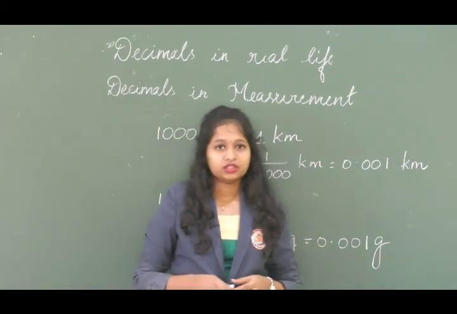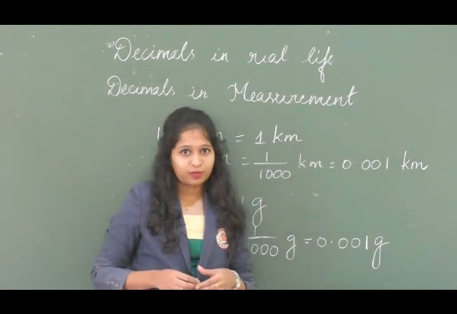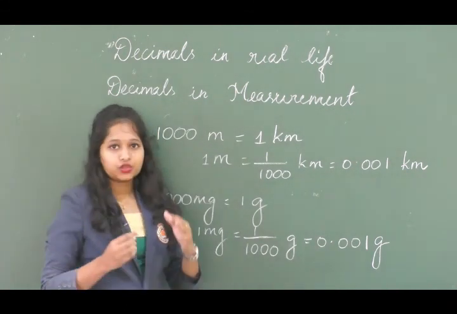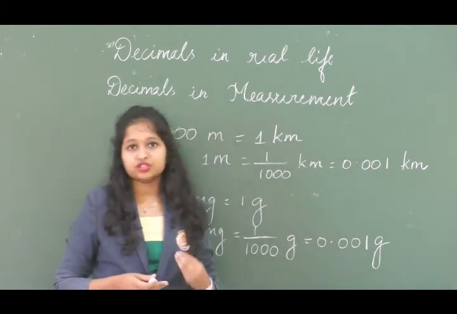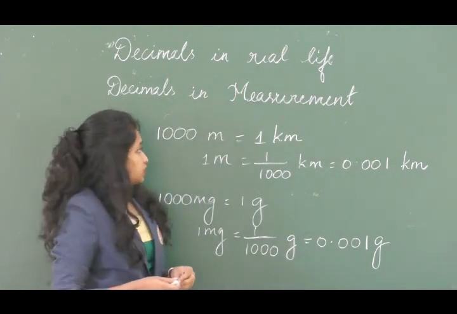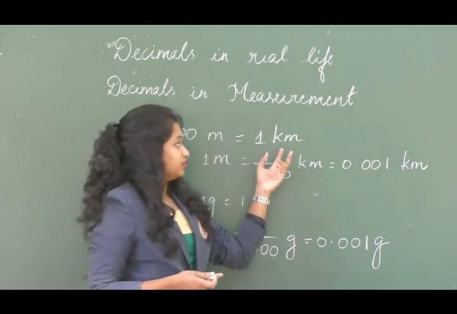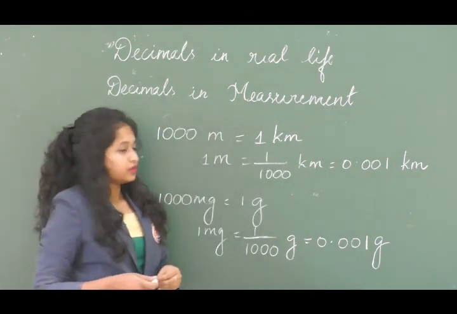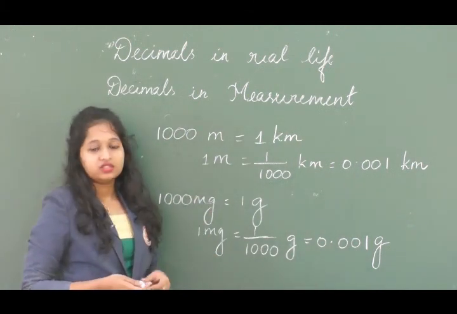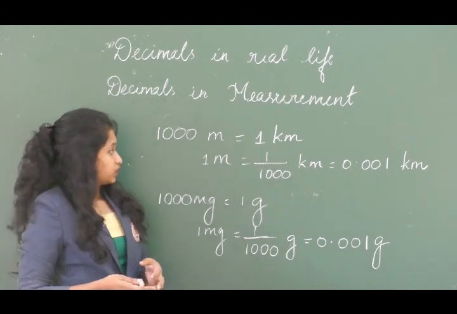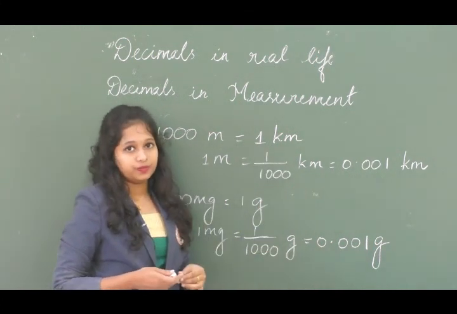Now let's see decimals in measurement. The first chapter we have learnt measurement of length, mass and capacity, right? So I'll show you some examples in which we can convert a fraction into decimals. So we know that 1000 meter is equal to 1 kilometer, isn't it? So what is 1 meter equal to? How can we represent 1 meter in terms of kilometer? 1 meter is equal to 1 by 1000 kilometer.